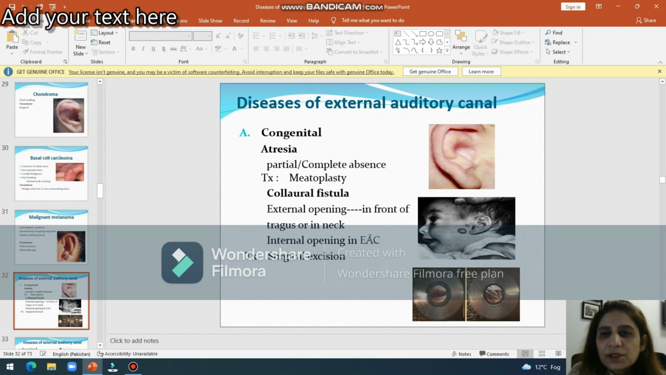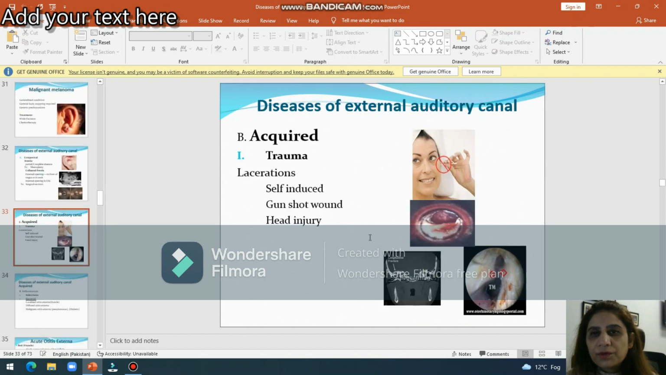And sometimes there is cyst formation inside the tract. So the patient can present with swelling in front and above the tragus along with tenderness. So treatment is again surgical excision, and preoperative antibiotics are given. And if there is an internal opening in the canal, you have to dissect the whole tract, otherwise there will be recurrence. This tract usually passes between the branches of the facial nerve, and you have to dissect the branches of the facial nerve to prevent any trauma to the facial nerve.